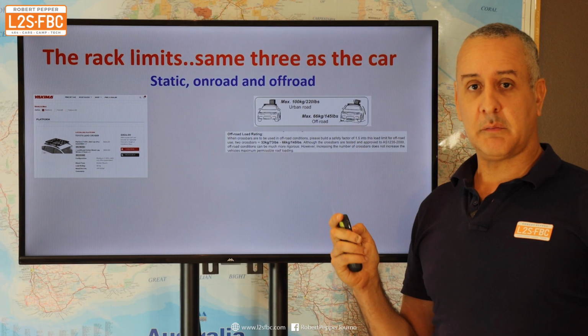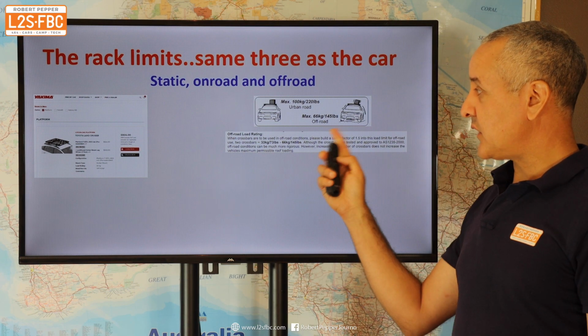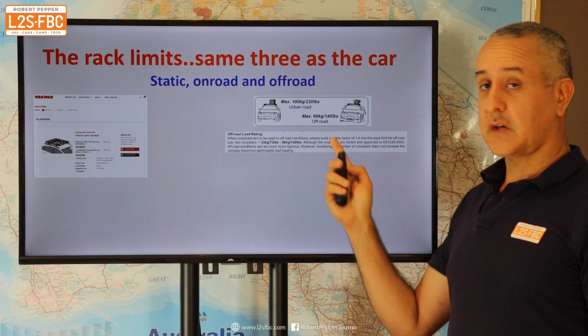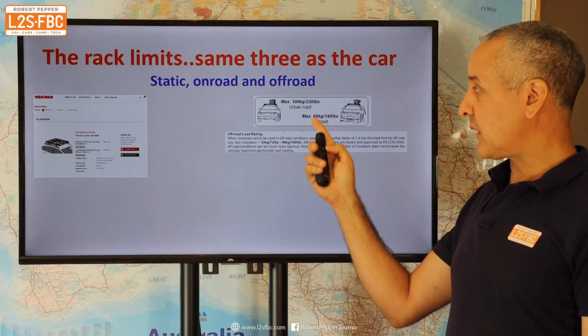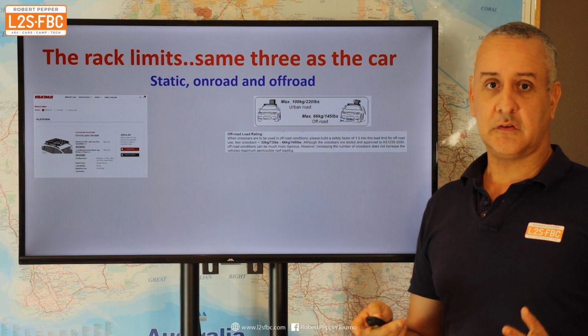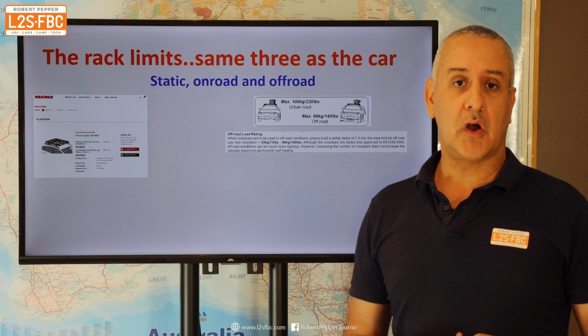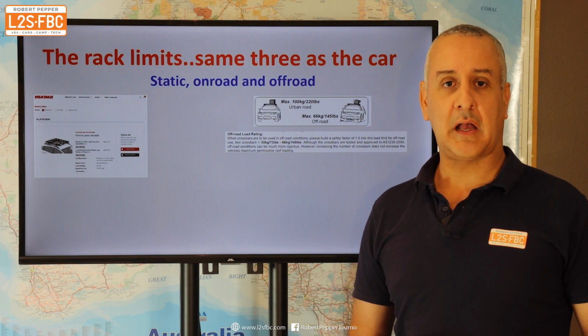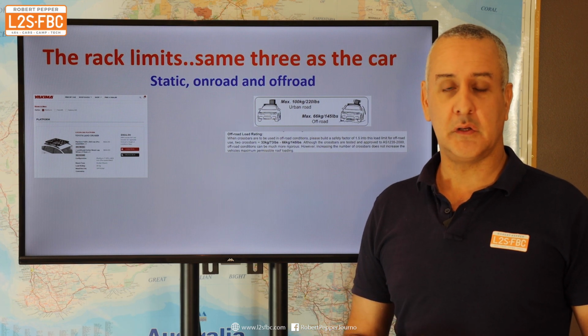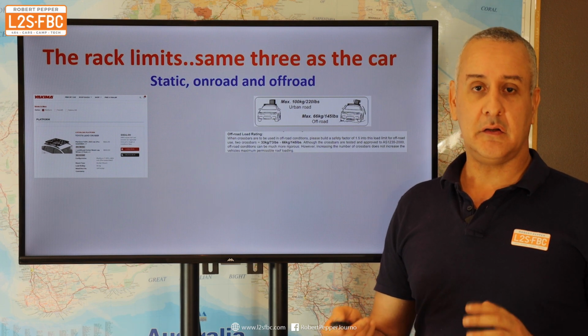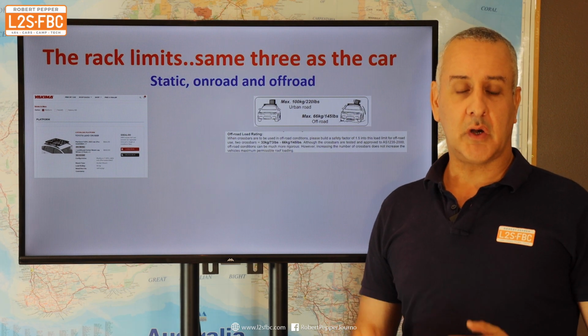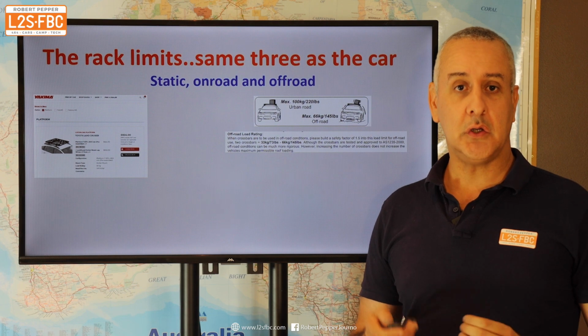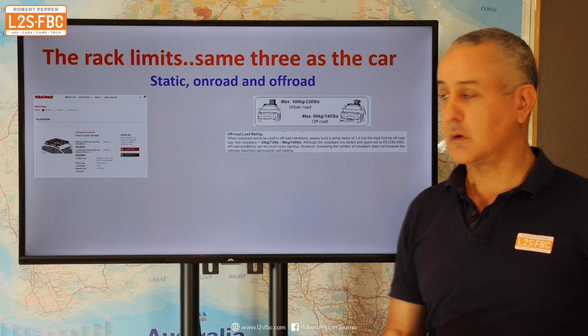Now for the off-road limit, I went to Rhino Rack site and they actually have some guidance. They basically say divide by 1.5. So if the rack can take 100, then off-road you go to 66. Now again, that is a rough rule of thumb, because what does off-road actually mean? It means different things to different people at different times. So again, this is all just general guidance here. We're running through the principles to allow you to use those principles and figure it out for yourself.